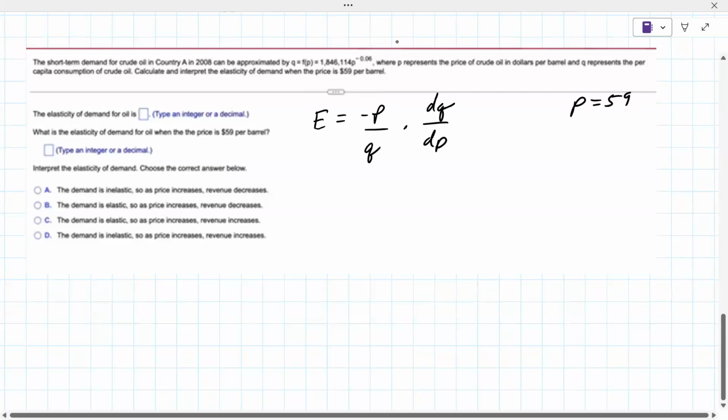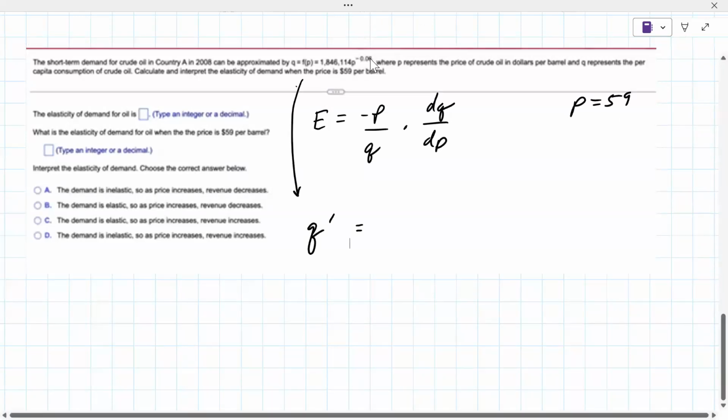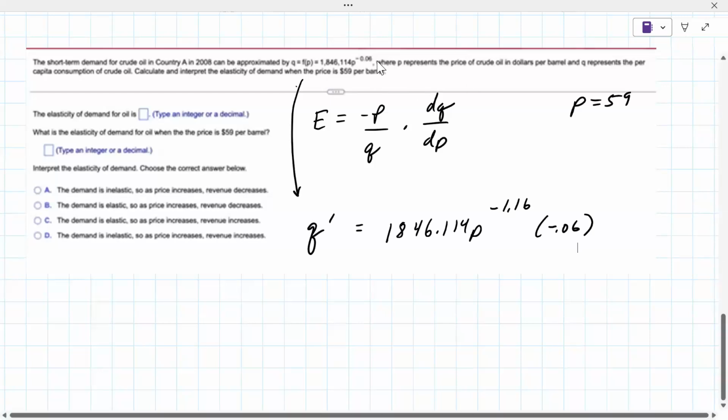All right, so let's start by taking a derivative of this, call it Q prime, that's dQ/dP. It looks worse than it is. You're just bringing the exponent down. So it's 1846.114P to the minus 1.16 times minus 0.06. That's the derivative: you bring the exponent down and then you subtract 1 from the exponent.